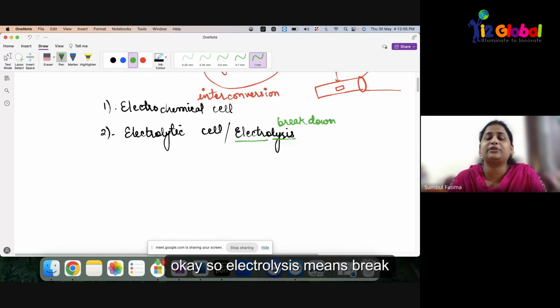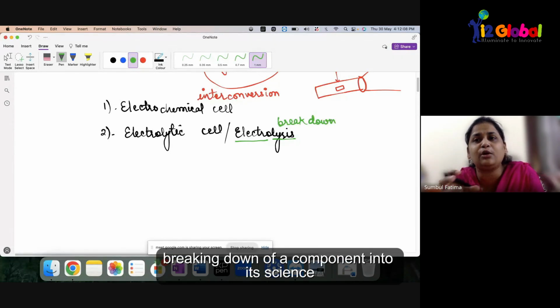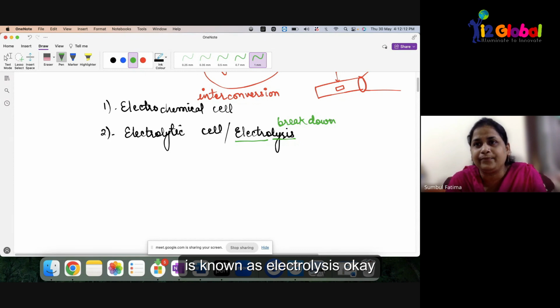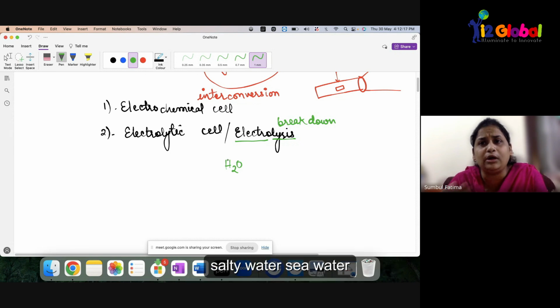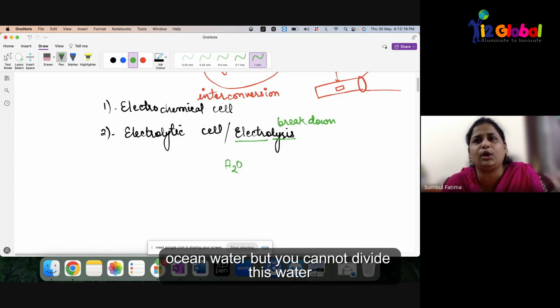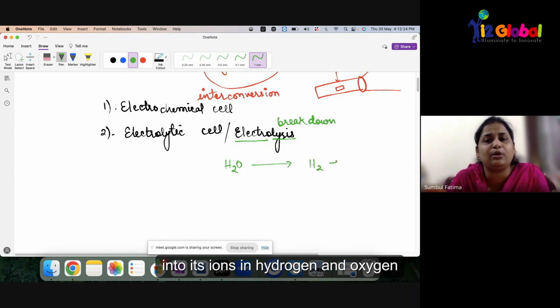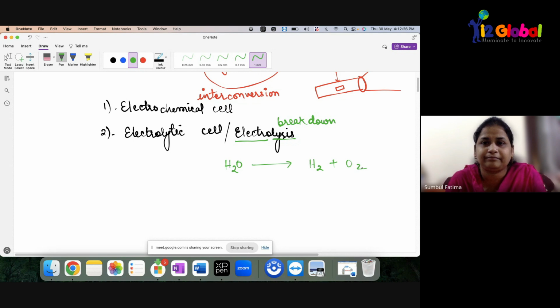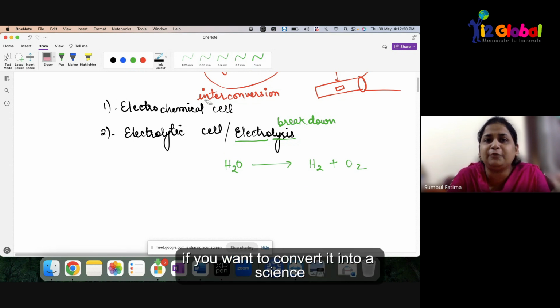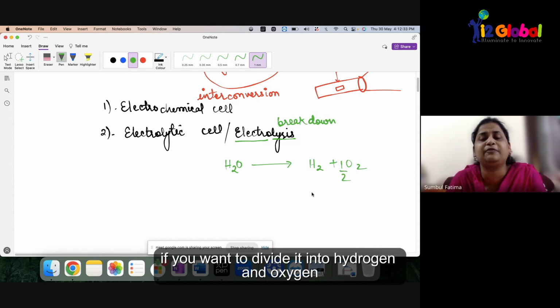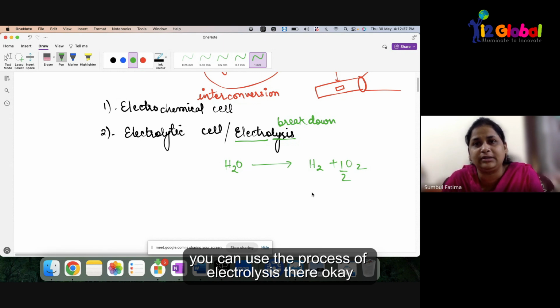Okay. So electrolysis means the breaking down of a compound into its ions. We have studied water a number of times: tap water, salty water, sea water, ocean water, but you cannot divide this water into its ions, hydrogen and oxygen. We cannot convert it. But what happens, beta, if you want to divide it into hydrogen and oxygen? You can use the process of electrolysis there.